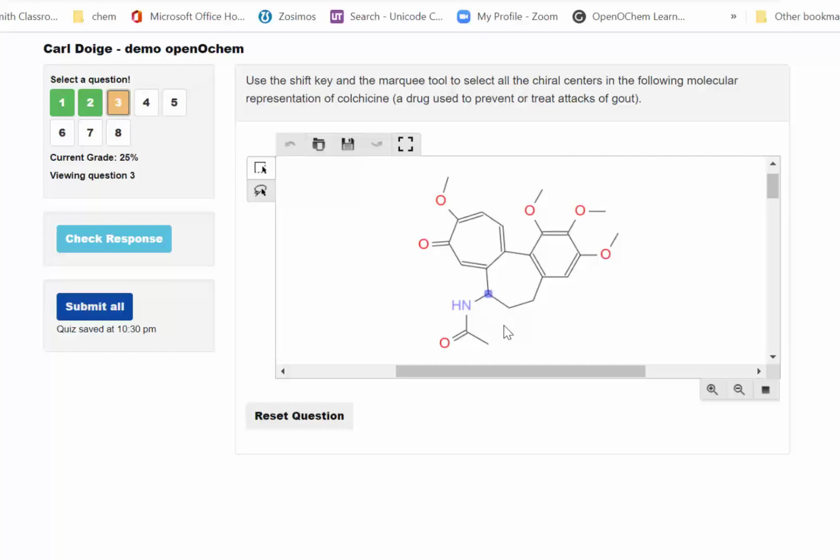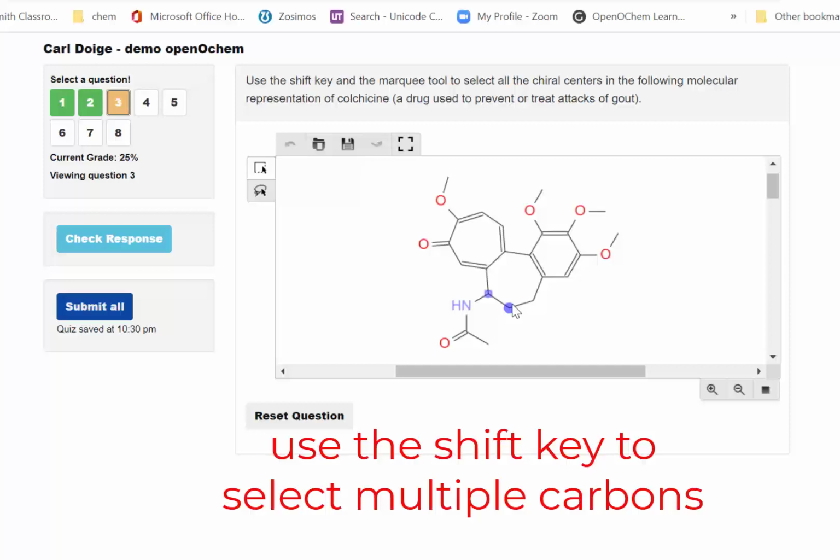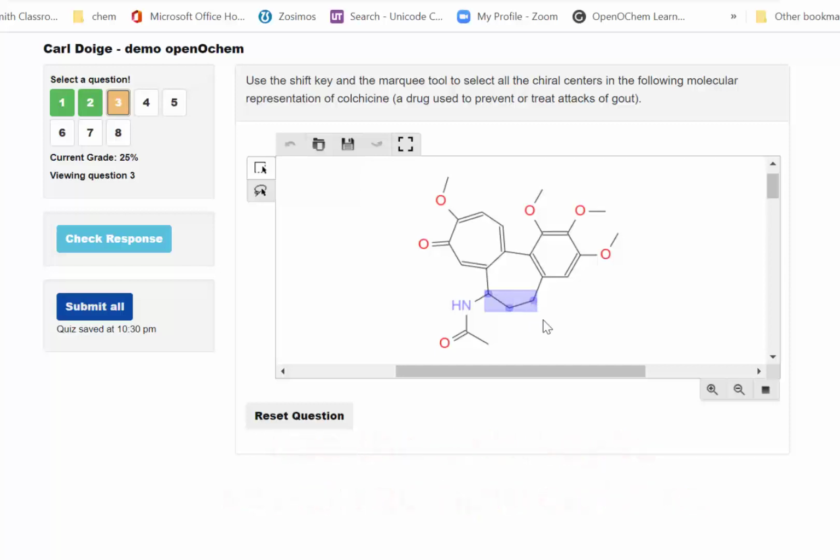But let's just say, for instance, this carbon right next door is also chiral. So the idea is that I would click on the shift button and then click this as well. And then that selects another carbon. And let's say the next one was also chiral.